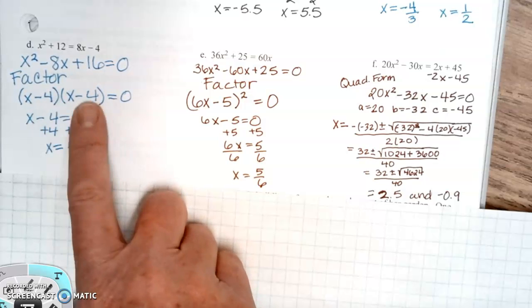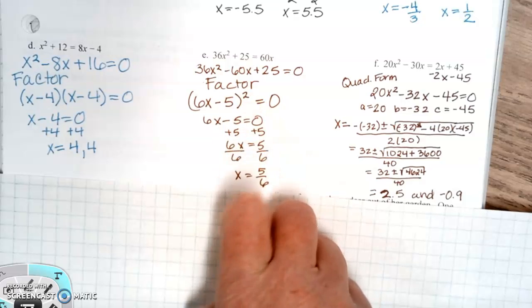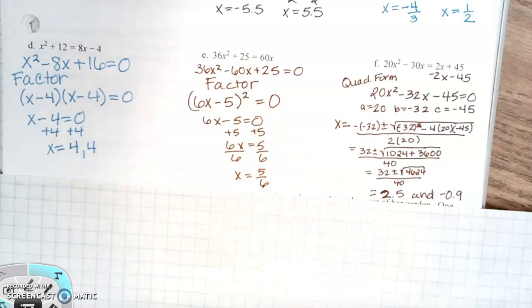Here I wrote them out separate. Here I wrote it as the factor squared. You can write it either way. It's kind of like, do you prefer this or do you prefer this? It's just a preference thing. Or you can switch. I did one of each, all right?